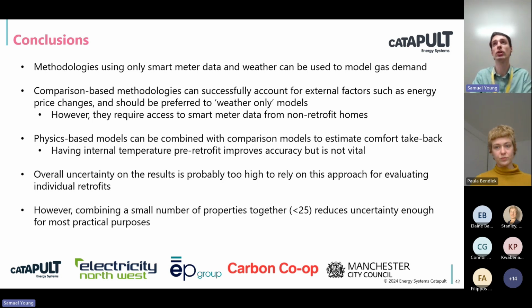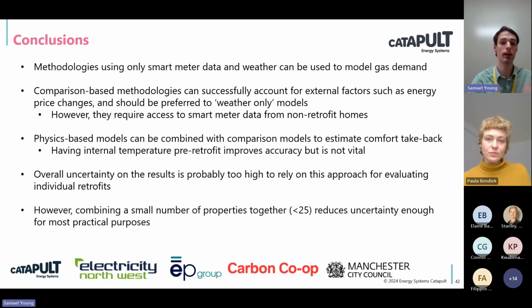I think where it's more challenging is if we've got homes where we think the energy efficiency savings are 3%, 4%, 5%, then the uncertainty is comparable to the level of saving that we're expecting.